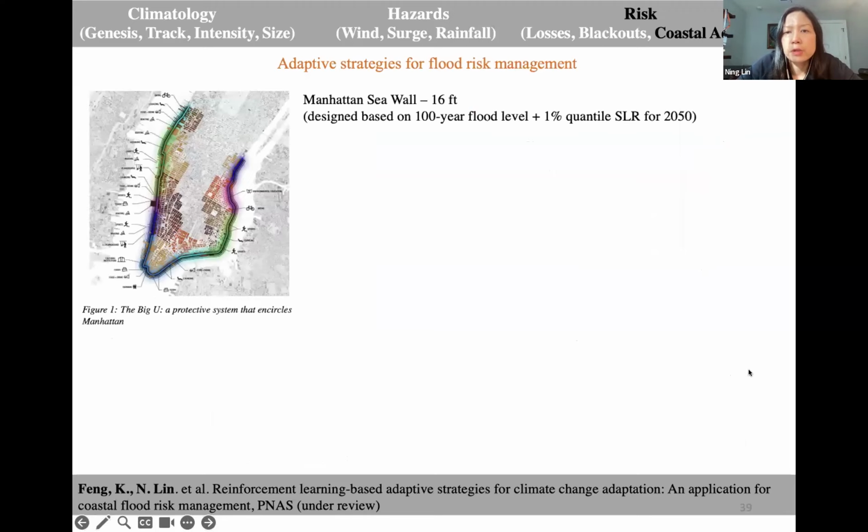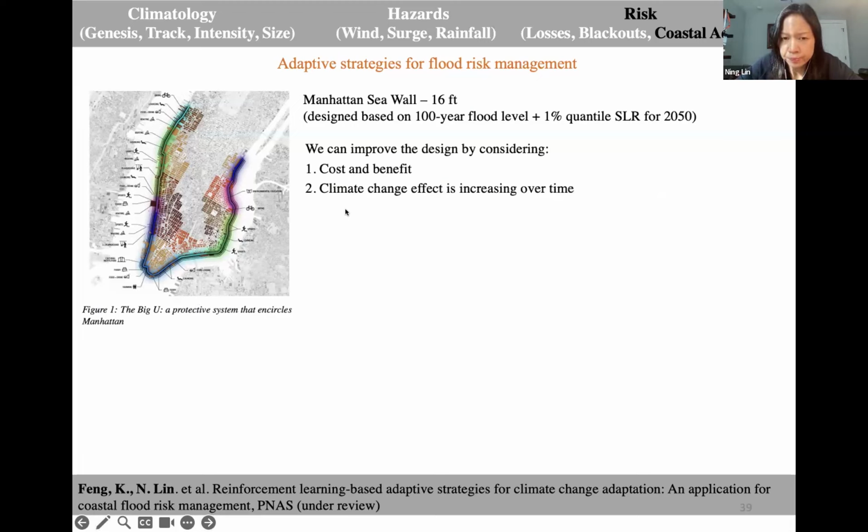As example of Hurricane Sandy, people are talking about how to protect Manhattan. So here's a design called Big U, which is a wall of 16 feet based on 100-year flood level plus 1% quantile of sea level rise for 2050. This kind of design logic is being used in many places. We think we can improve this kind of design by considering cost and benefit.